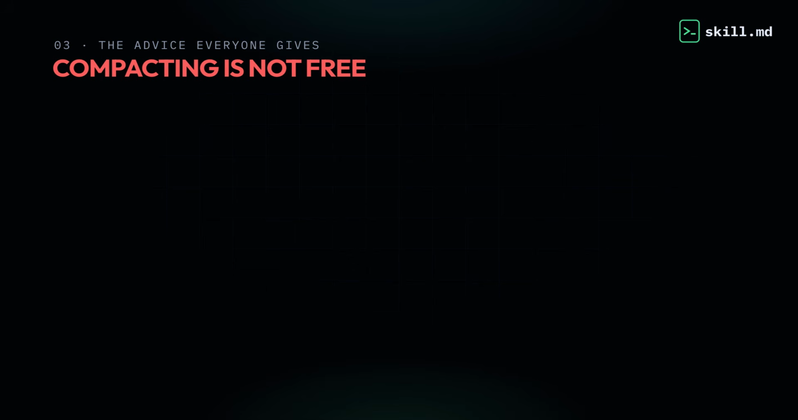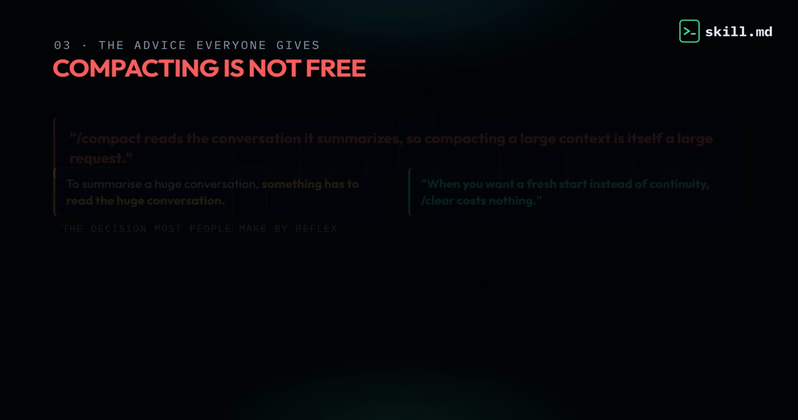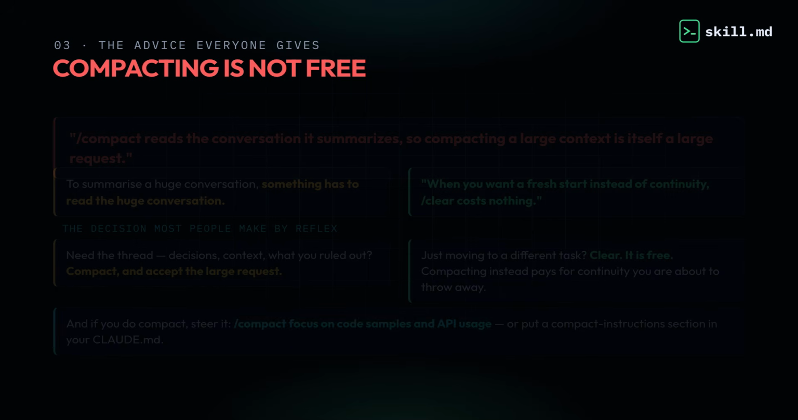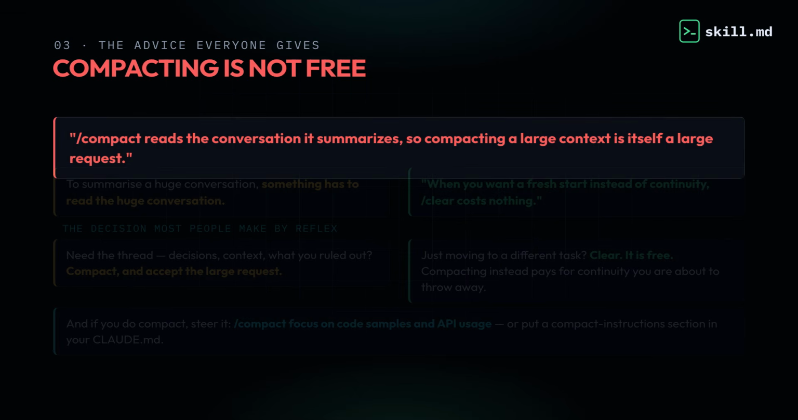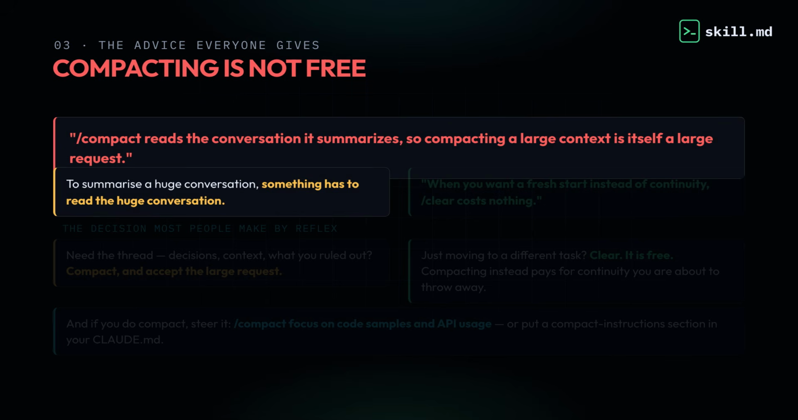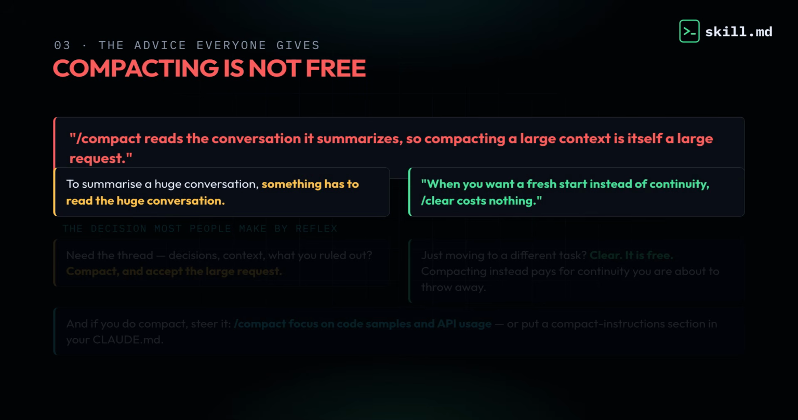One more, and it's the one that surprised me most, because the advice everyone gives is just compact it. From the docs. /compact reads the conversation it summarizes, so compacting a large context is itself a large request. Compaction is not free housekeeping. To summarize a huge conversation, something has to read the huge conversation. Which is why the very next sentence is the practical one. When you want a fresh start instead of continuity, /clear costs nothing.